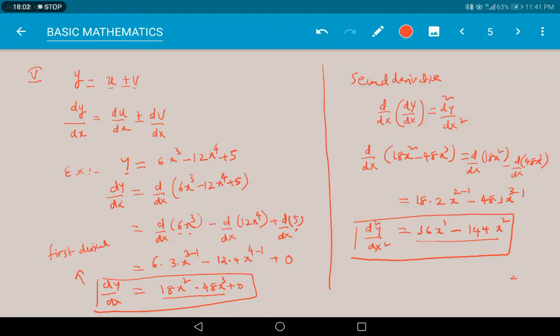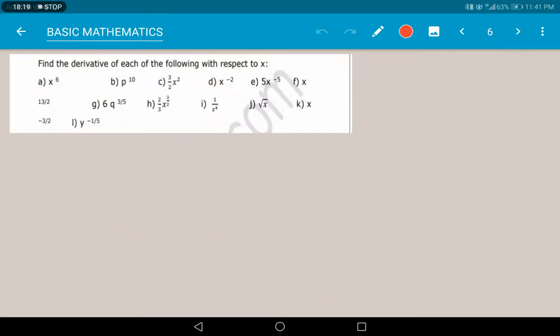This derivative concept is very new to all students coming from 10th to 11th class. Okay, if you practice, then you will be perfect in derivatives, right? So here are some examples. Find the derivative of each of the following with respect to x. First, let us take d by dx of x to the power of 6. Simple: n into x to the power of n minus 1, therefore 6x power 5.